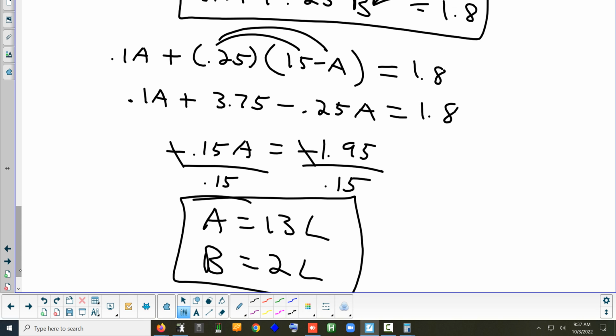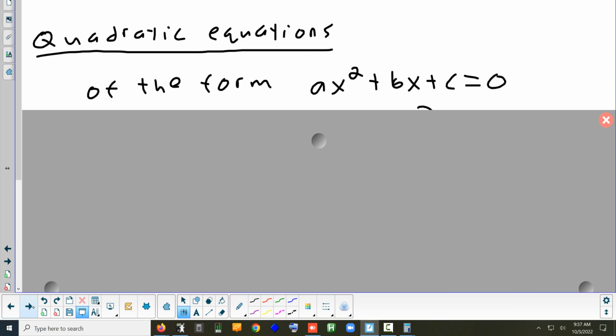Okay, so quadratics, now we're dealing with equations that have a highest exponent of 2. Just like linear, you can have a number here and a number here, and those two numbers can be anything you want. Positives, negatives, fractions, or decimals. But A cannot be a certain number. Anyone have an idea what number A can't be?